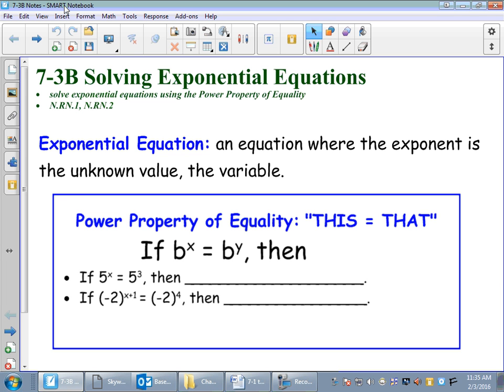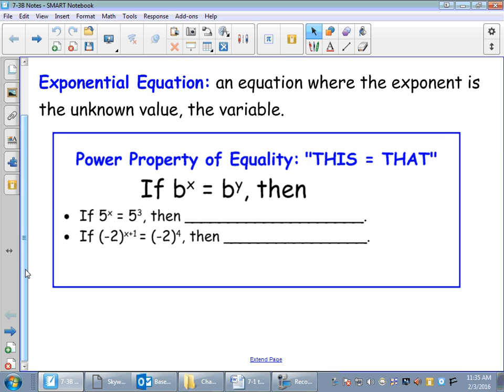The rule we're going to use today is, I like to think of it as a common sense rule. I call it the this equals that rule. It's one of those concepts that it's kind of common sense, but it is a rule and it's a property that we just accept mathematically. The property of equality basically says if you have some number raised to an exponent and it equals that same base, that same number raised to another exponent, then the exponents must be equal. Then x must equal y.